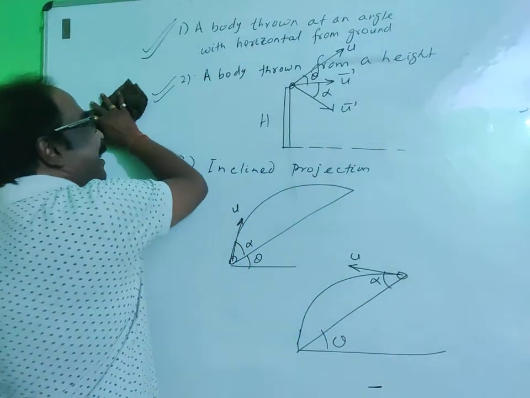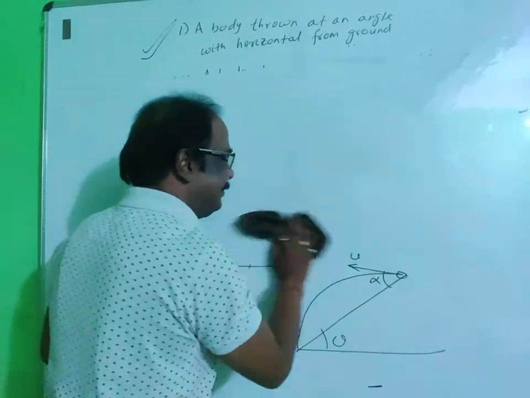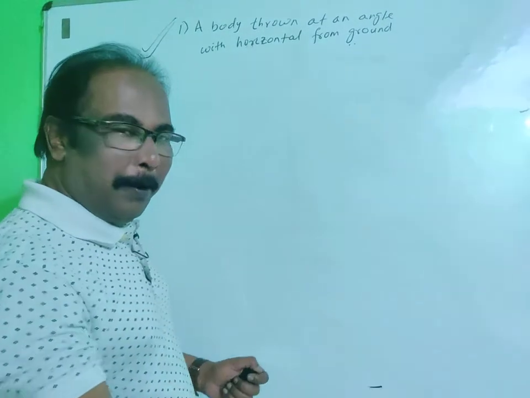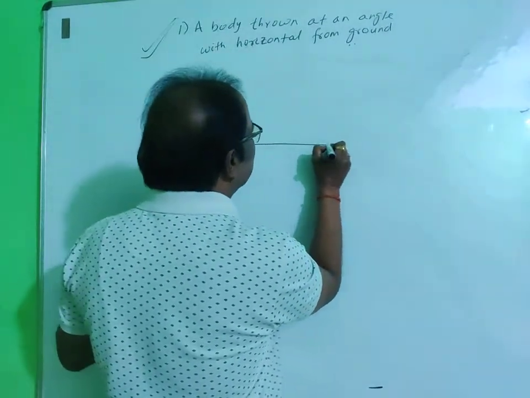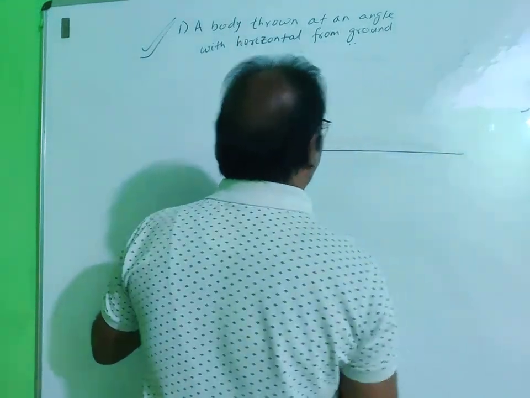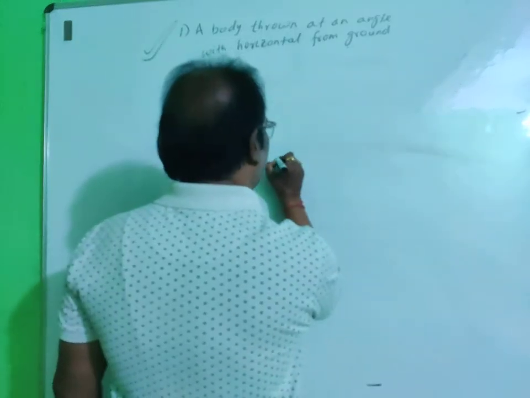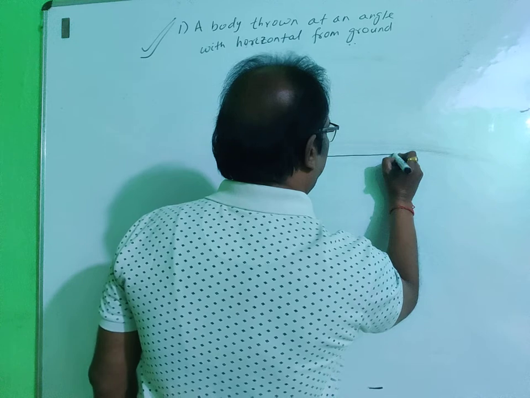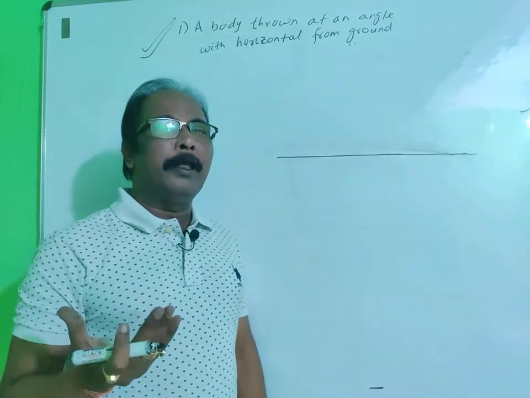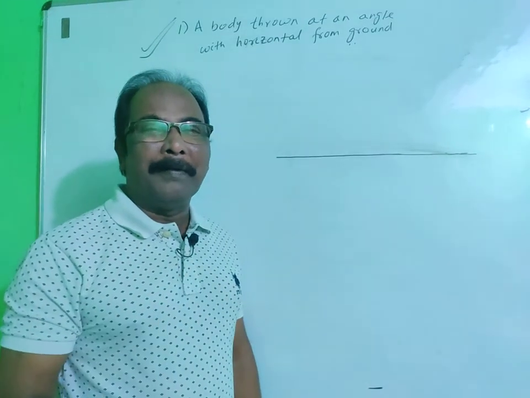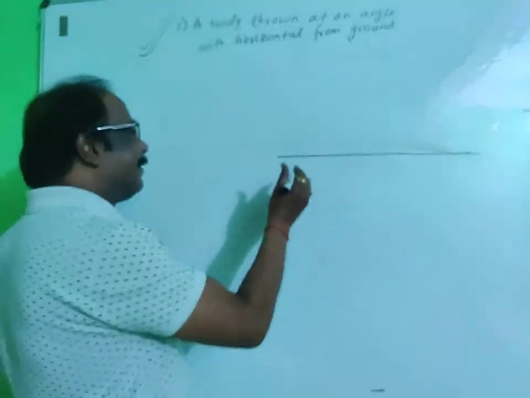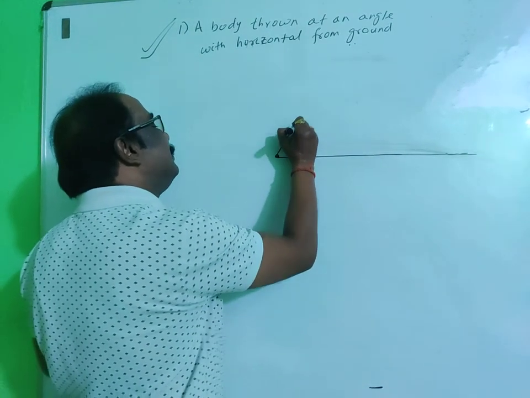Okay. Can I erase all this now? We will start number 1. Body thrown at an angle with horizontal from ground. Okay. This is horizontal surface or ground. Suppose you just take one example, or you think you kicked a football from the ground, or a cricket ball is thrown by a player from ground, not from a height. You kicked a football along this direction.